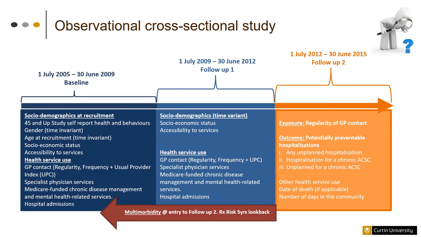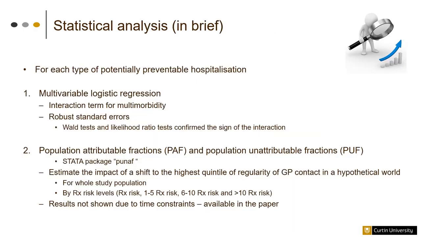Multimorbidity was captured using the RX Risk Index, which is a count of the number of comorbidities based on prescribing data. We used a look back of 5 years from the 1st of July 2012 to capture multimorbidity. The analysis was undertaken using multivariable logistic regression with an interaction term for multimorbidity and robust standard errors.